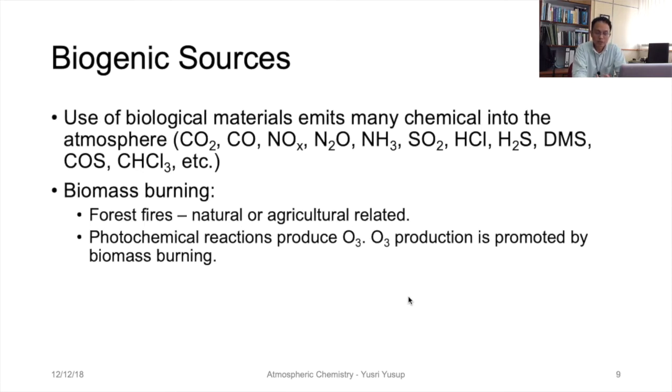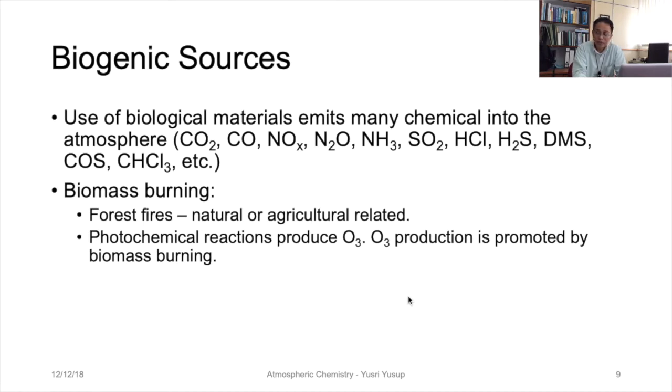When biological materials are used, they also emit some chemicals into the atmosphere, those tropospheric gases, which include carbon dioxide, carbon monoxide, nitrogen oxides, nitrous oxide, ammonia, sulfur dioxide, hydrogen chloride gases, hydrogen sulfide, dimethyl sulfide, COS, and CHCl3, and so on.